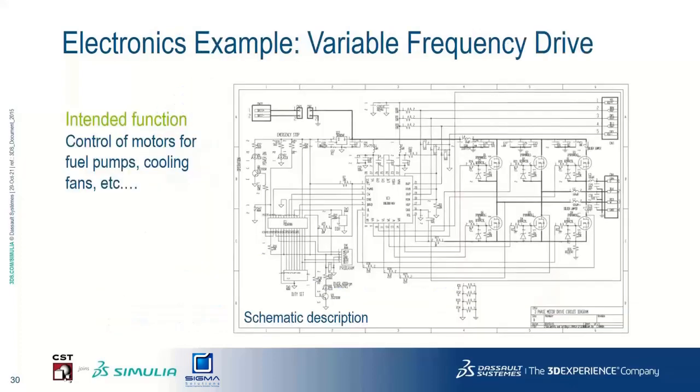Okay, then the motor controller. Here we have a variable frequency drive that's used for controlling motors, for example, the ones you have in fuel pumps. There's motors in cooling and fans and everywhere, and we don't want those systems to interfere with each other. So this is one of the schematics. We can represent that in CST as well. And again, imagine you want to look into those things, like, are those systems interfering with each other?